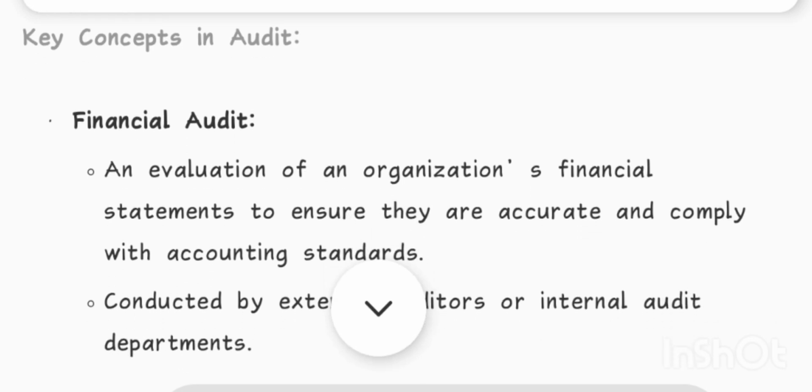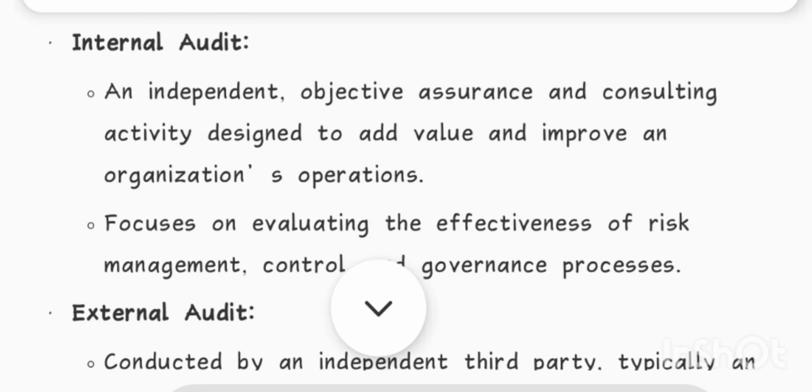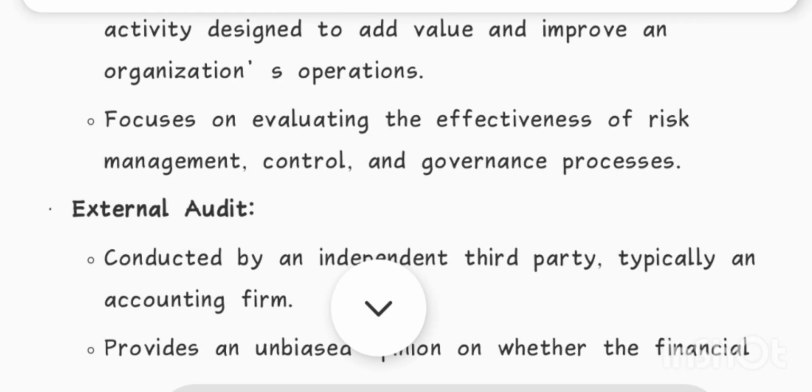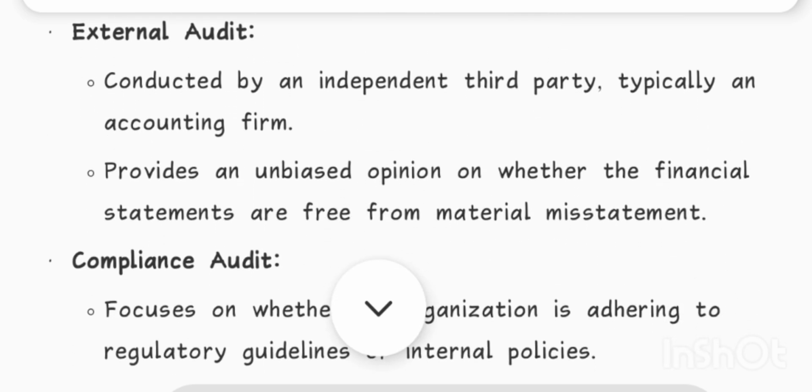Key concepts in audit: Financial audit, an evaluation of an organization's financial statements to ensure they are accurate and comply with accounting standards, conducted by external auditors or internal audit departments. Internal audit, an independent, objective assurance and consulting activity designed to add value and improve an organization's operations. Focuses on evaluating the effectiveness of risk management, control, and governance processes. External audit, conducted by an independent third party, typically an accounting firm, provides an unbiased opinion on whether the financial statements are free from material misstatement.